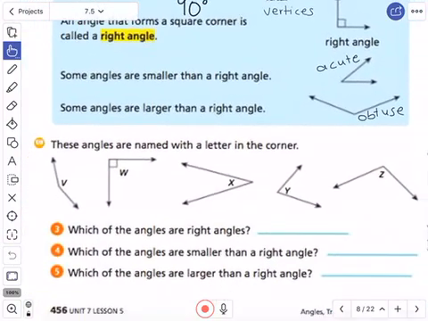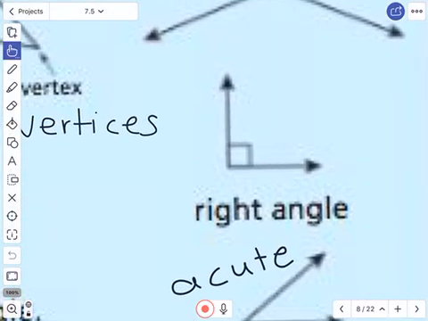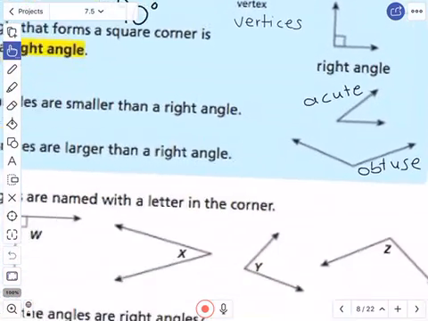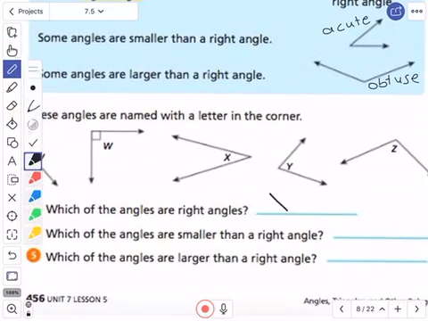And you're going to see in your workbook page then, you have to figure out where these angles would go. So these angles are named with a letter in the corner. So this is angle V, angle W, angle X, angle Y, and angle Z. Question 3 says, which of the angles are right angles? So you have to try to figure out, and remember, there's a little hint, right angles always have this symbol right there to show that perfect book corner 90-degree angle. And you would just write the letter. For example, if you think X is a right angle, you write X in that spot. It's not.